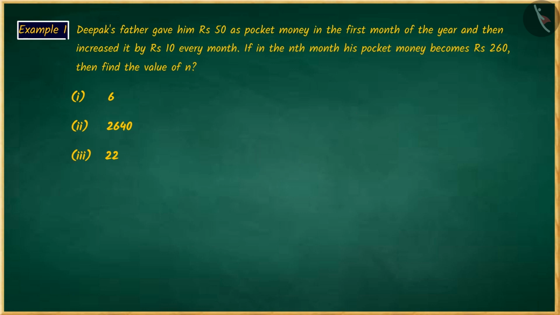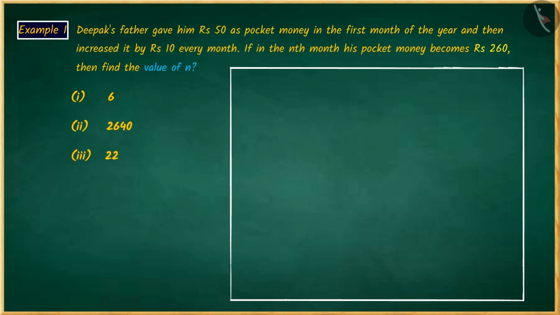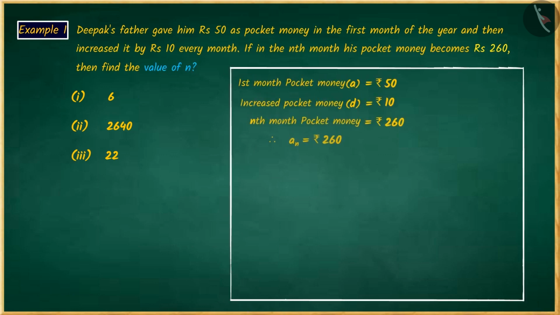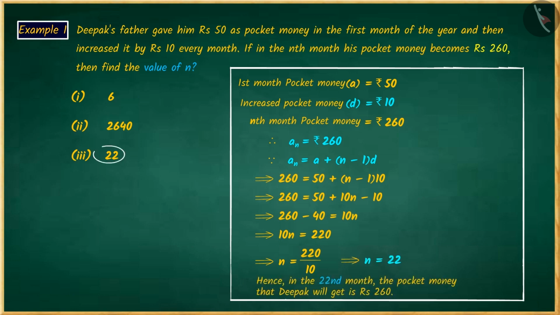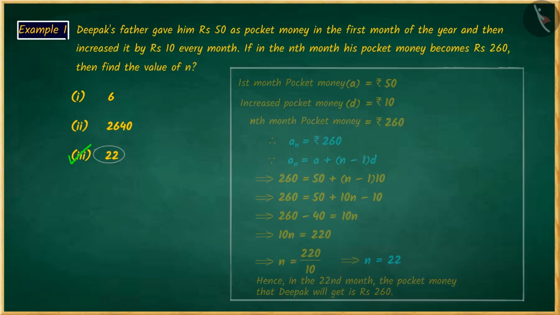You can see that here we have to find the nth month. From this example, we see that every month pocket money is increasing by Rs 10, forming a pattern with which we can obtain an AP. Hence, with the help of the information provided and using the formula for the nth term or general term, we can solve the problem. The value of n comes out to be 22. In this situation, we can say that in the 22nd month, Deepak's pocket money will be Rs 260. So, option 3 is the correct answer.